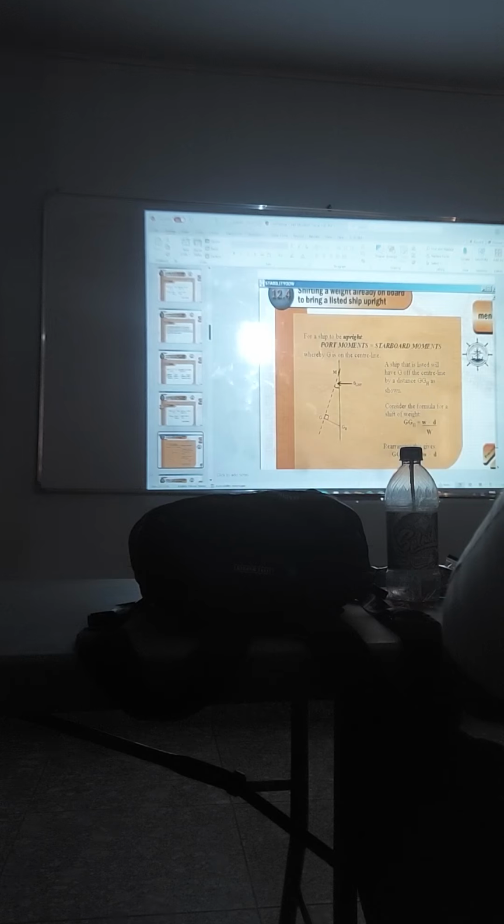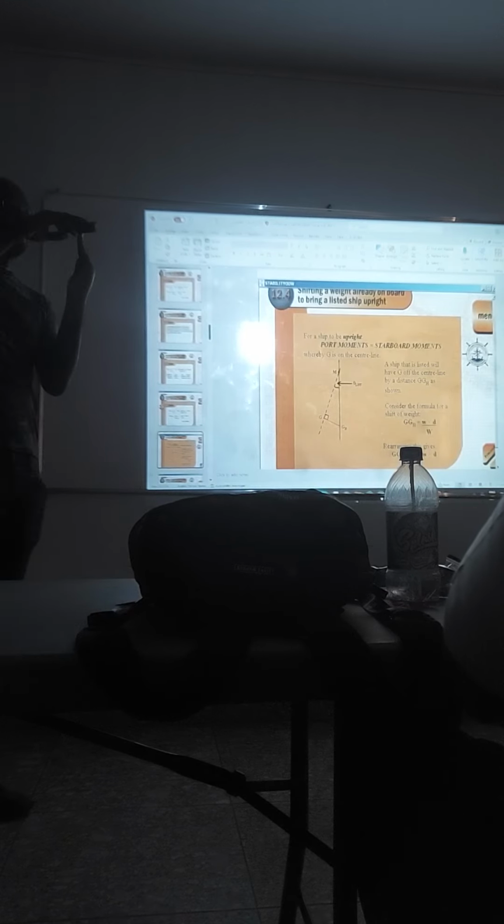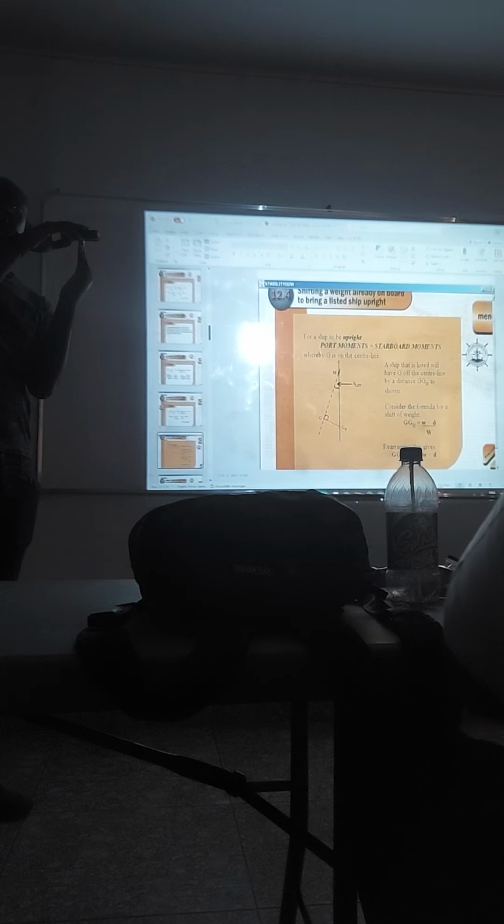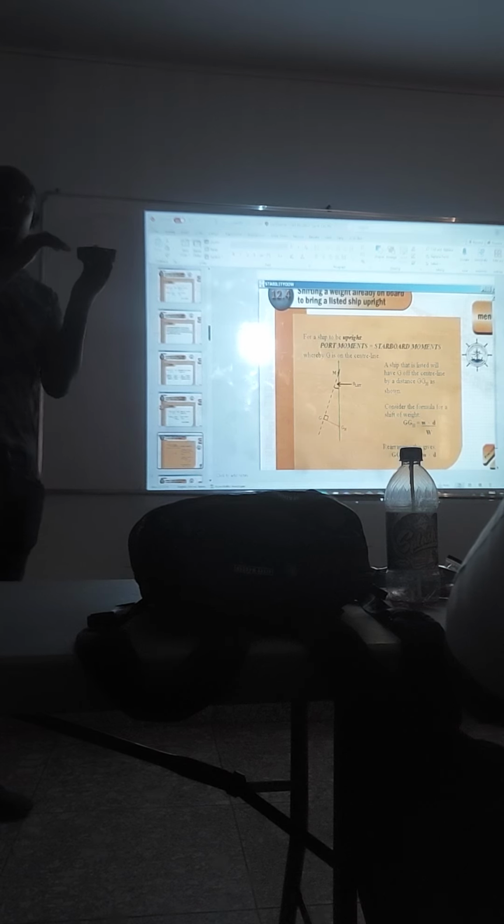You understand me? Now moments is basically calculated when a beam rests on a pivot point. You put weight on one end or on both ends, and it's going to cause the beam to bend. They call it bending moments. You need to calculate the moments based on the center, based on the distance. Moments has to do with weight and distance.